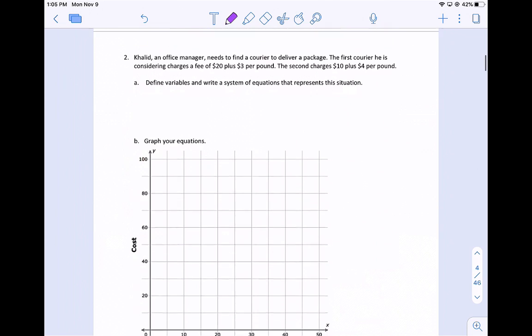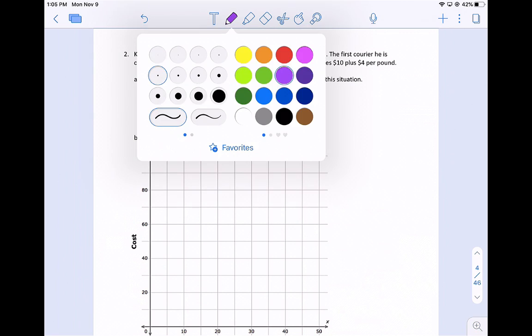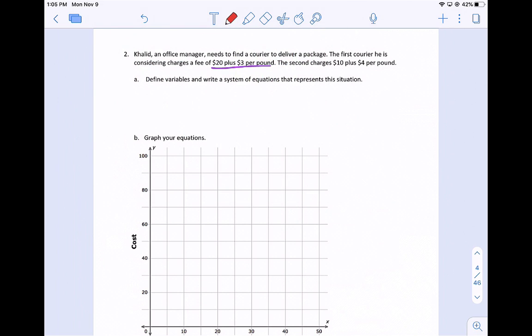All right, let's try the second one. Khalid, an office manager, needs to find a courier to deliver a package. The first courier he is considering charges a fee of $20 plus $3 per pound for the package. The second courier charges $10 plus $4 per pound. Define variables and write a system of equations that represents the situation.